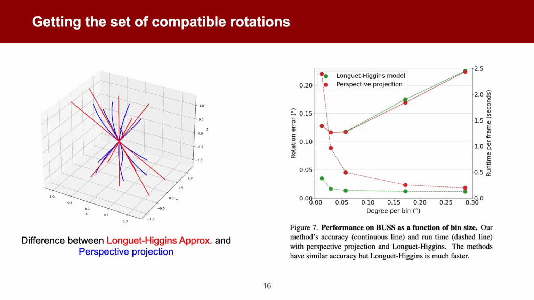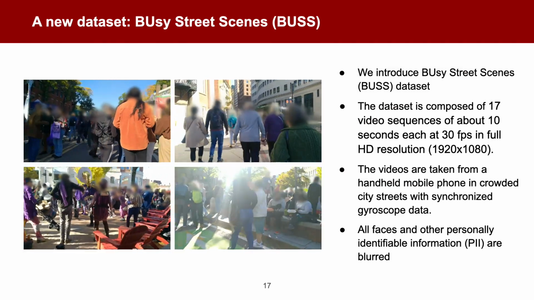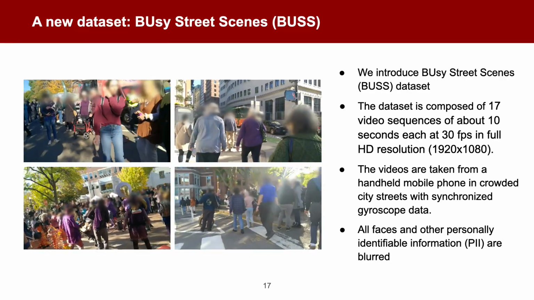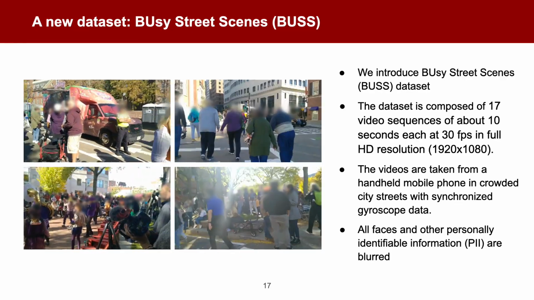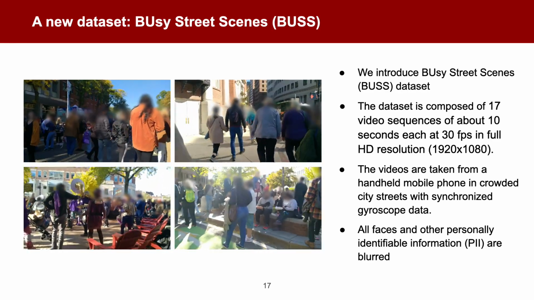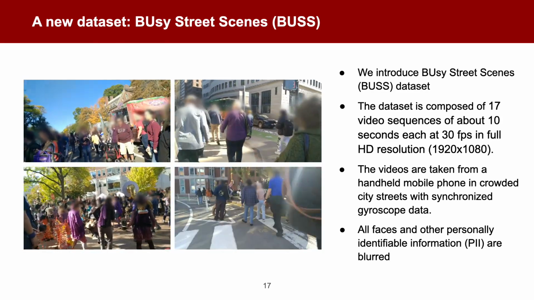In order to evaluate our proposed algorithm in the context of crowded scenes, we introduce a new dataset called Busy Street Scenes, or BUS. This dataset is composed of 17 HD video sequences. The videos are taken from a handheld mobile phone in crowded city streets with synchronized gyroscope data. All faces in the videos have been blurred.